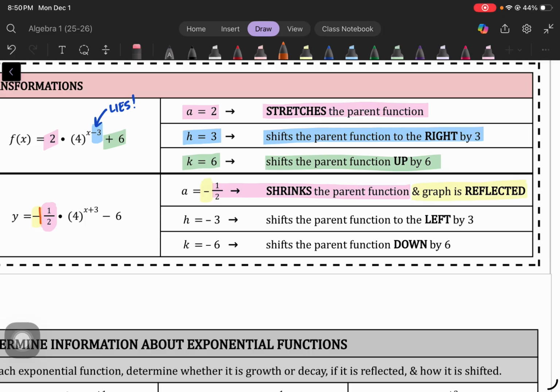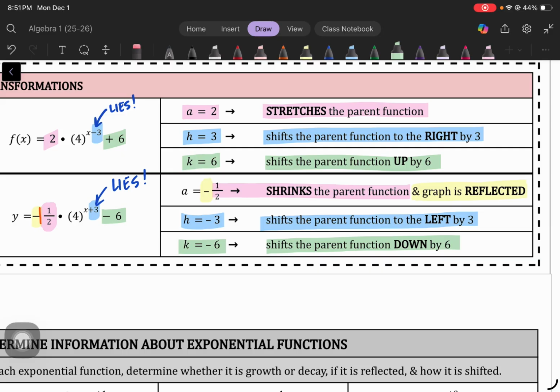The H, remember, it lies. So when I see a +3, that really means that I have a -3. So instead of going to the right 3, I should be going to the left 3. And then last but not least, you have your K, and it is what it is. So when you see that, you're going down 6 because it shows you a -6.